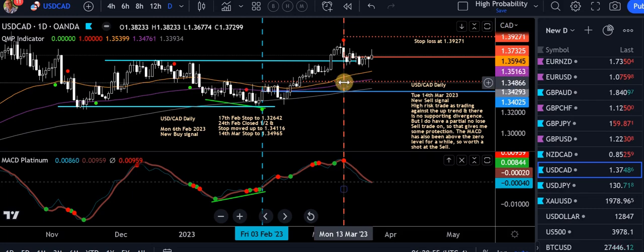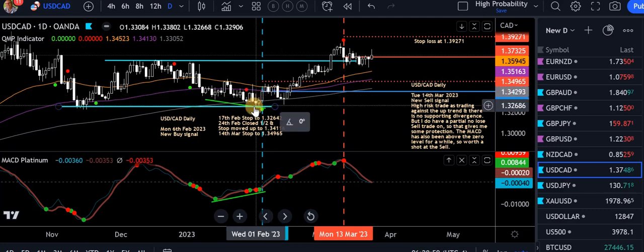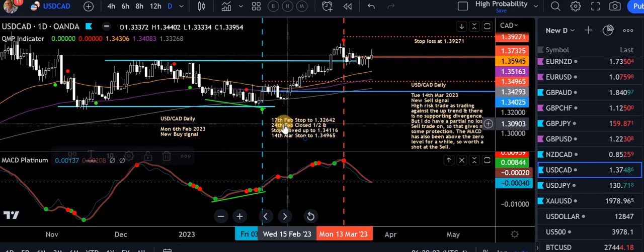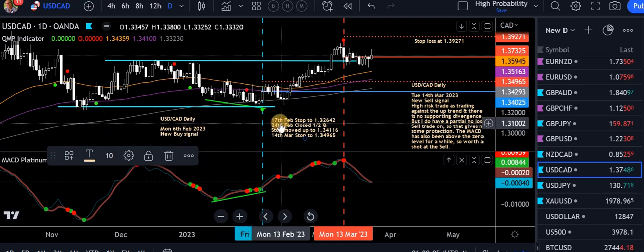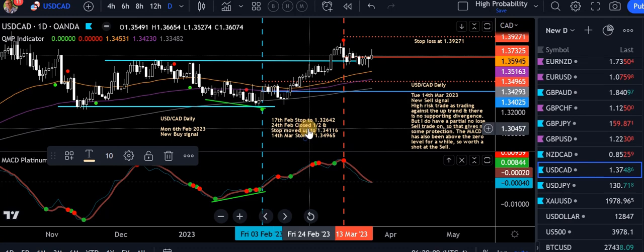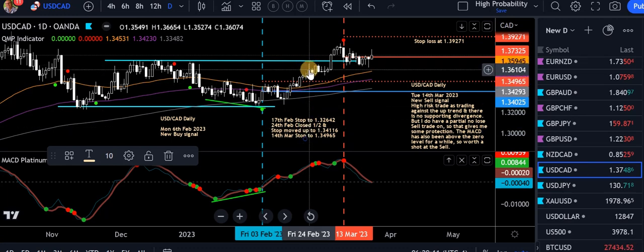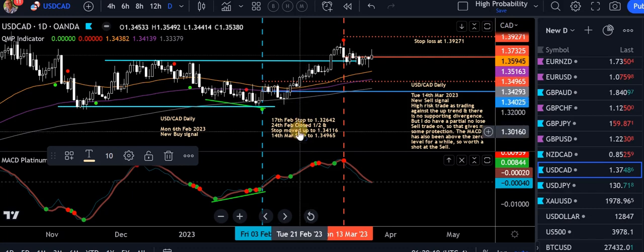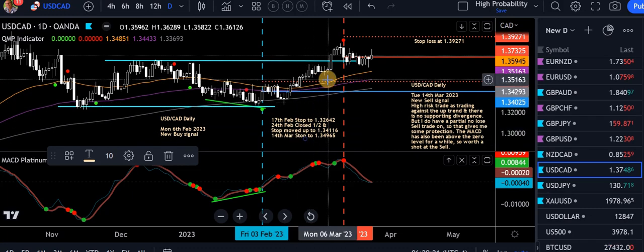USD CAD, not my most favourite pair, as everyone knows. Took a sell. Oh, we're still in a buy from the 6th of Feb. There's my notes for the trade management. So 6th of Feb, 17th of Feb, moved my stop up. 24th of Feb, closed half. So let's have a look here. Yeah, you've got this 24th there, sort of touched this previous high. MACD Platinum's already through to zero, just looking ugly. Closed half. 14th of March, stop dragged up here.